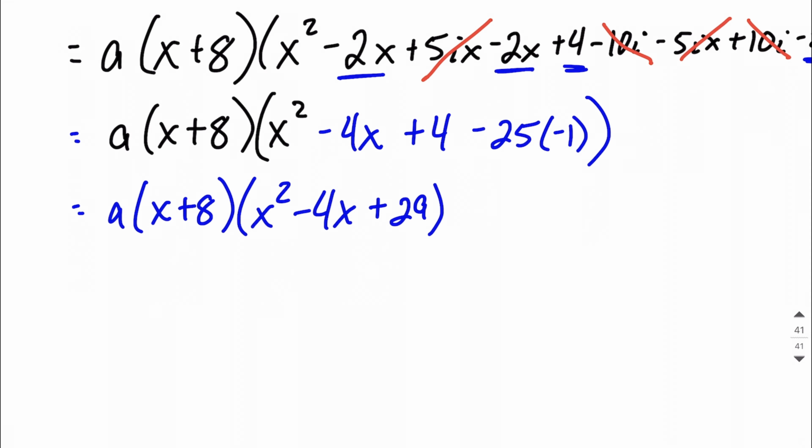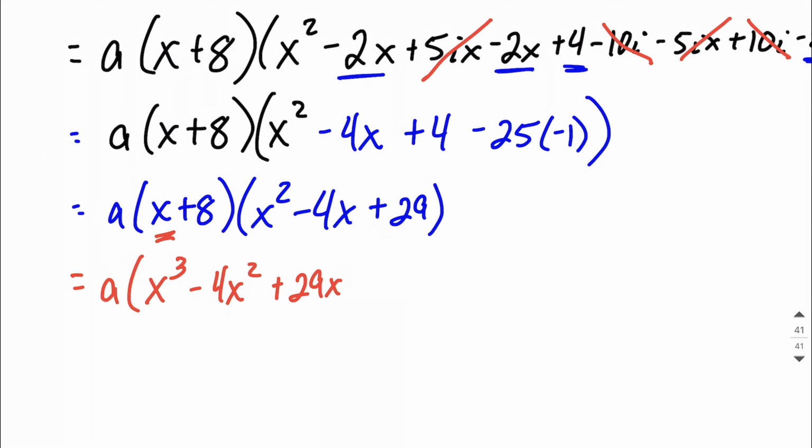All right, next, more distributing, right? This x is going to get distributed to each term in that second set of parentheses. So the a is going to come along. We're going to go x times x squared is x cubed. x times negative 4x is negative 4x squared. And x times 29 is 29x.